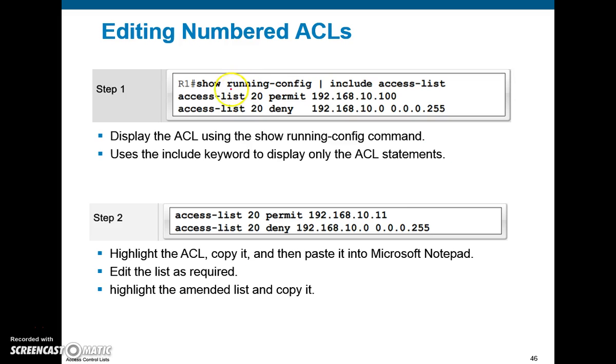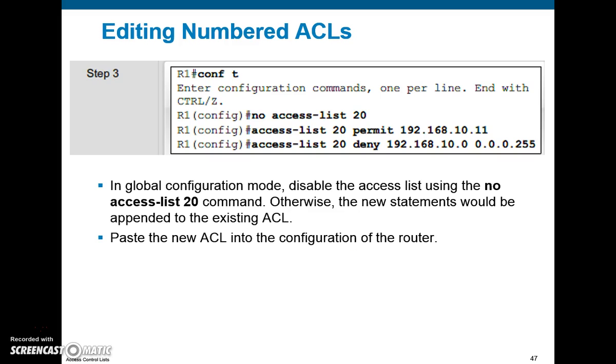In this example, when we do a show run and then include access list, this should be the access list that is being shown. Then you can copy the access list, paste it in a notepad, edit it, highlight it, and then copy the amended ACL. After you amend the ACL, you need to reload the ACL.